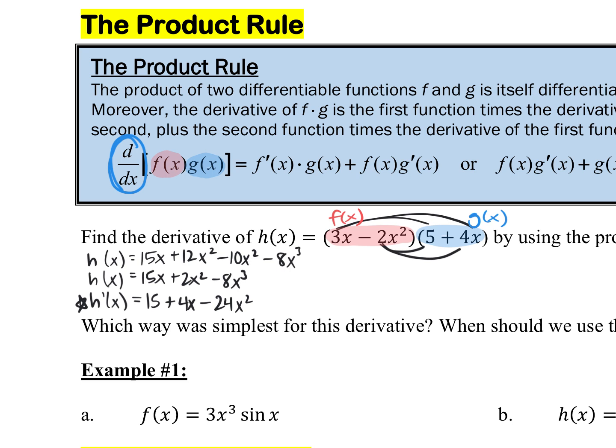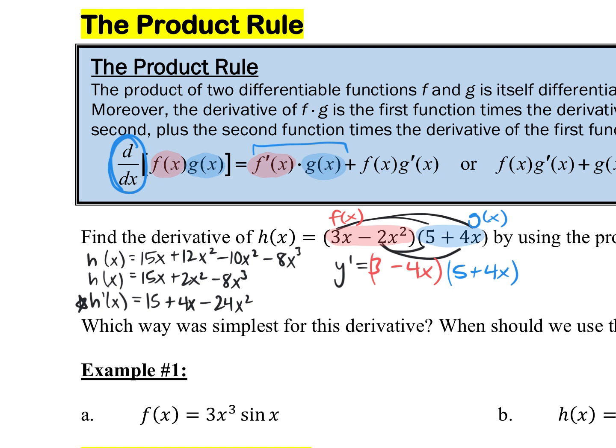The first thing that we are going to do is take the derivative of the first function. So what is the derivative of 3x minus 2x squared? 3 minus 4x, right? That is the derivative of that first function. Yes? Then we're going to multiply that with the second function, not the derivative. There's not that little notation of f prime or g prime. I'm just multiplying that with 5 plus 4x. So I've done the first part of my product rule.